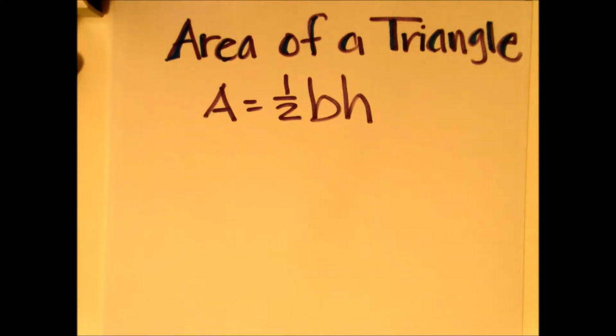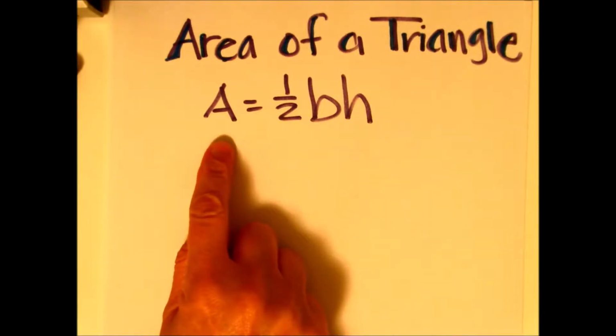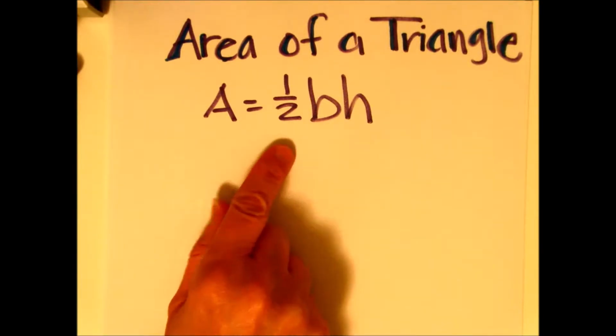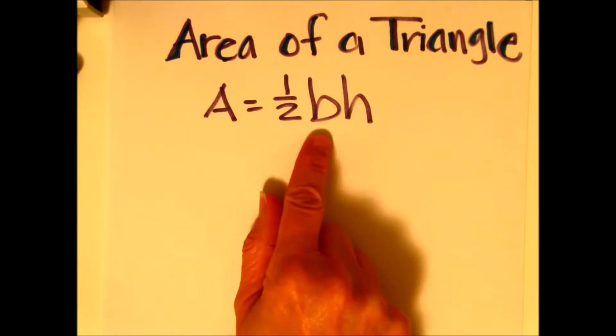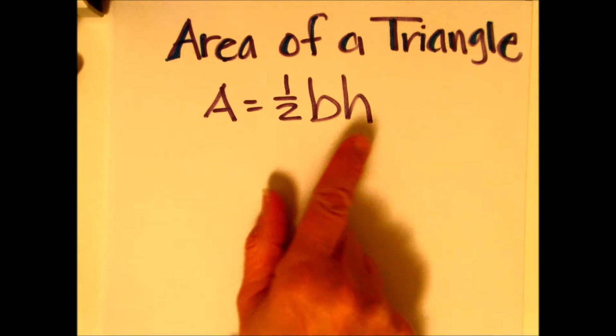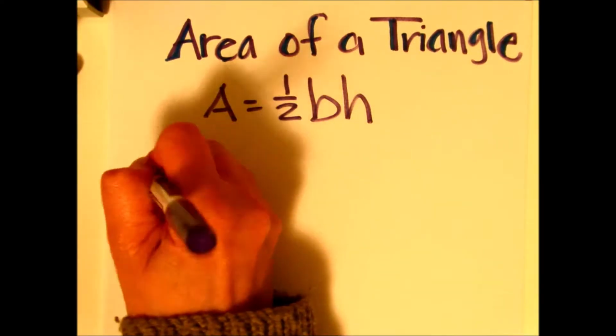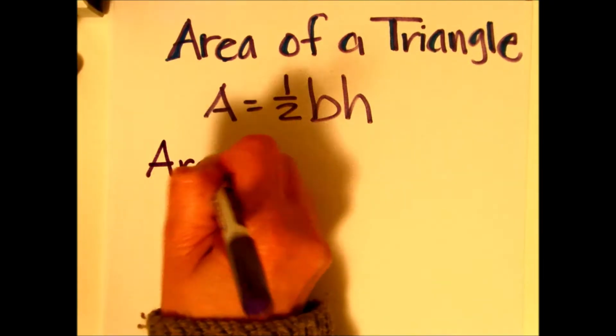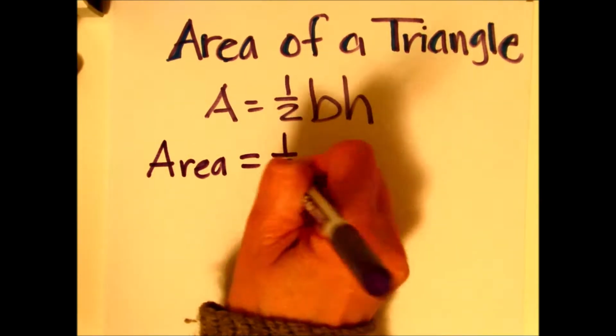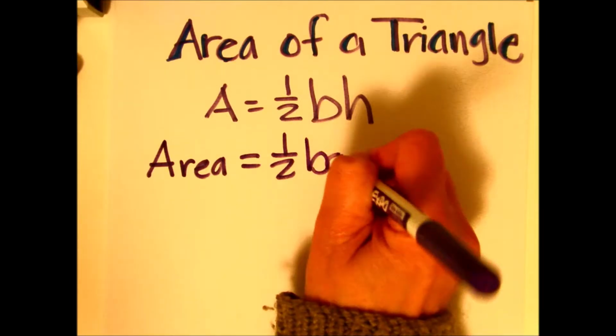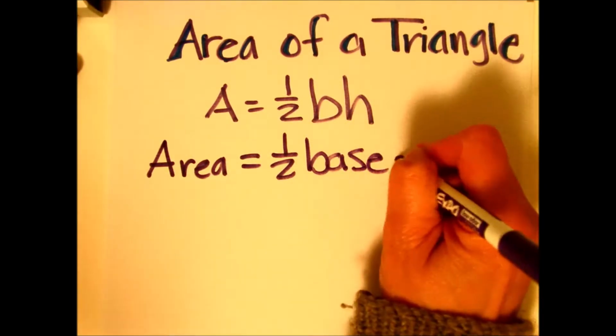In this video, I want to give you a few examples of finding the area of a triangle. And we're first going to start off with the formula. A is for area. So area of a triangle is 1/2 times the base times the height. So I'll go ahead and write that out. So area equals 1/2 times the base times the height.